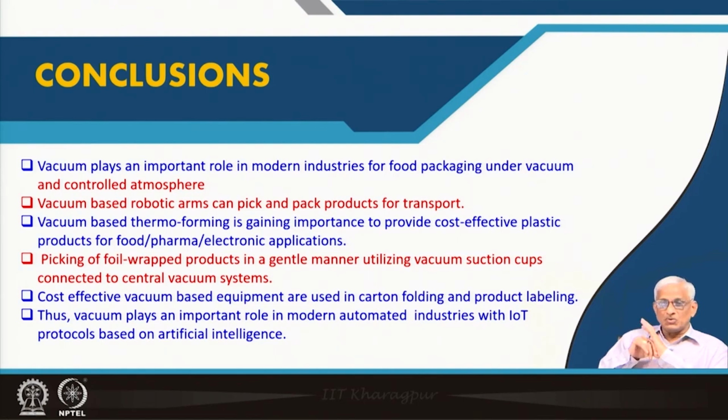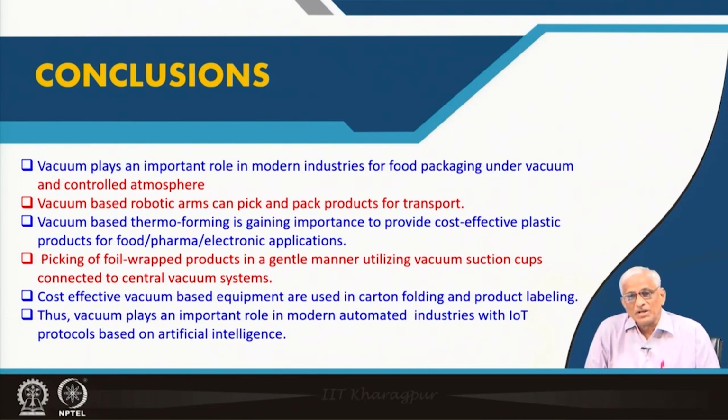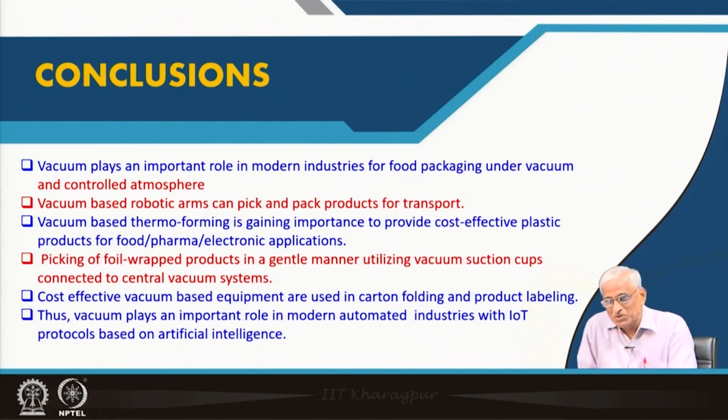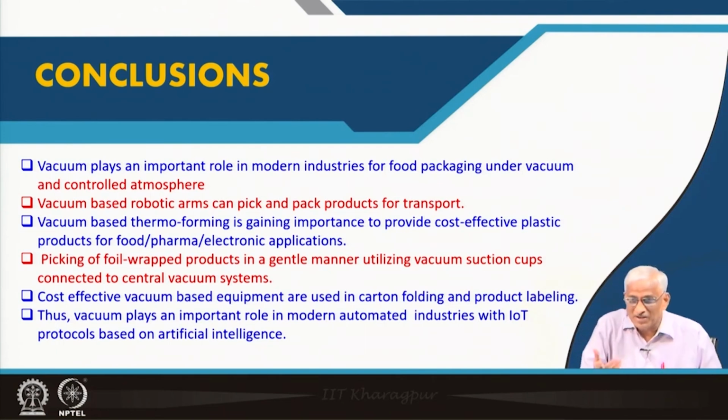Vacuum is going to play a very important role in the upcoming days, particularly in modern industries for food packaging under either vacuum or controlled atmosphere. Depending on the need, you should not have water vapor, or you should not have oxygen, or the partial pressure should be such that you can only have a vacuum of 10 millibar or 100 millibar. Or if your idea is only to use the force due to pressure difference in the picking operation, then even 100 millibar is okay.